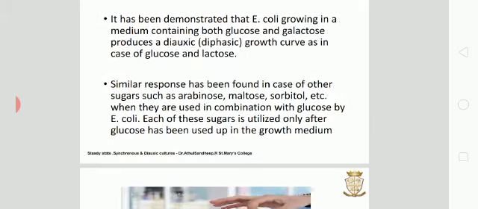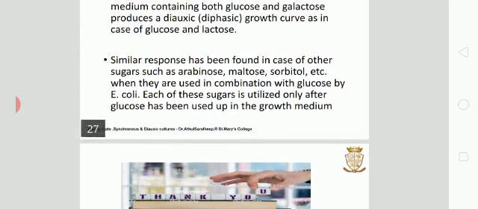It has been demonstrated that E. coli growing in a medium containing both glucose and galactose produces a diauxic growth curve, as in the case of glucose and lactose. A similar response has been found in the case of other sugars such as arabinose, maltose, sorbitol, etc., when they are used in combination with glucose by E. coli. These sugars are utilized only after glucose has been used up in the growth medium.